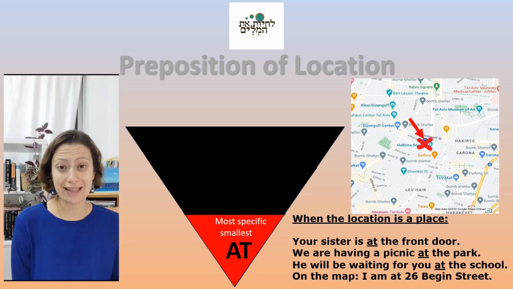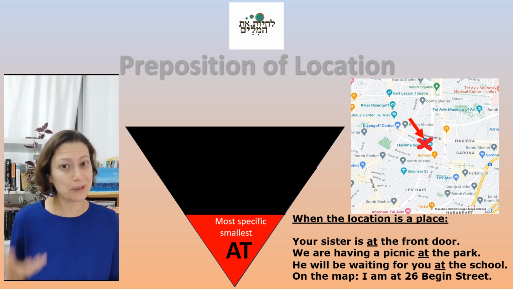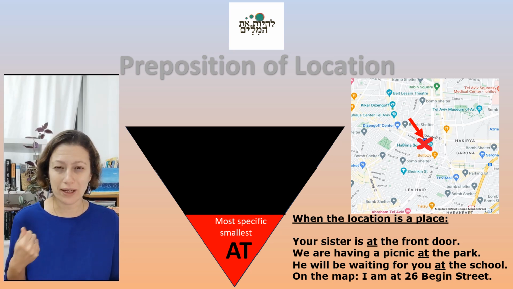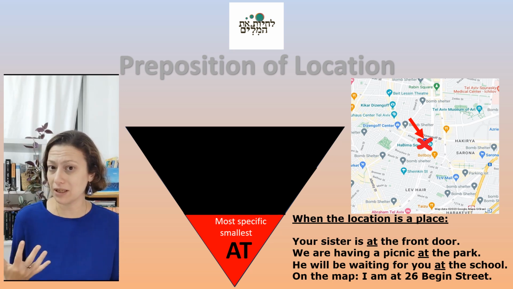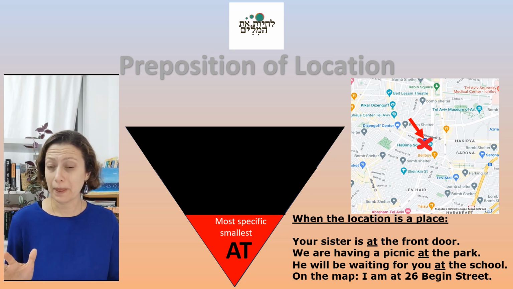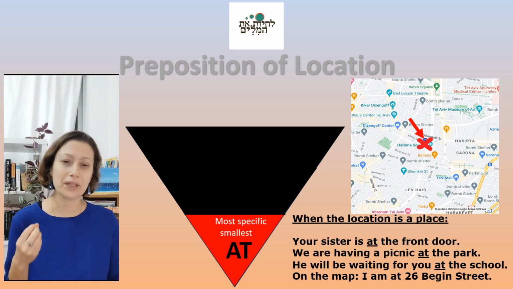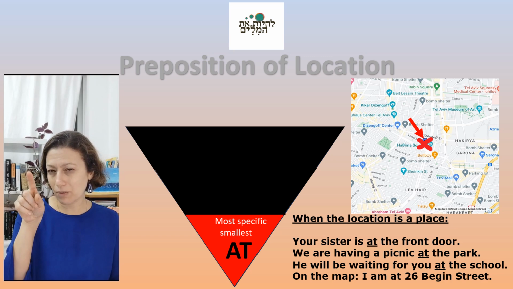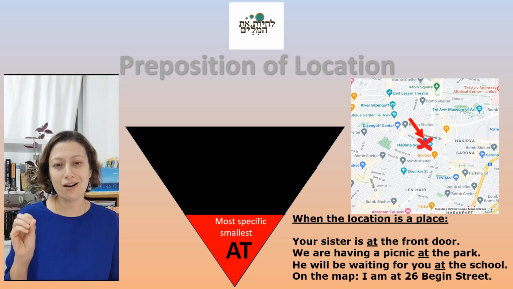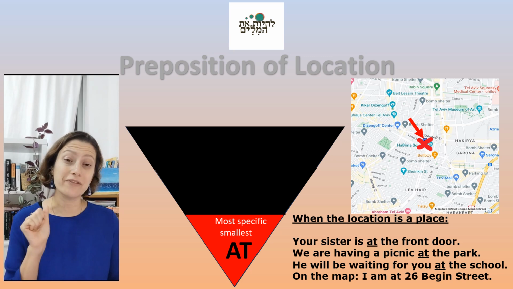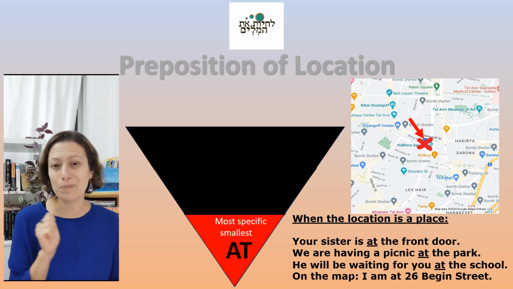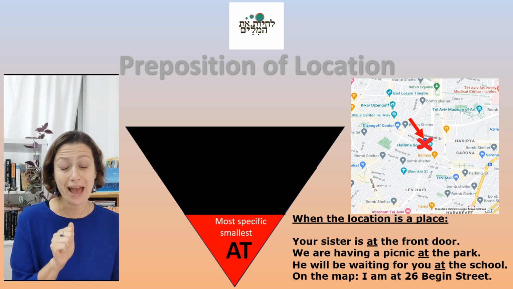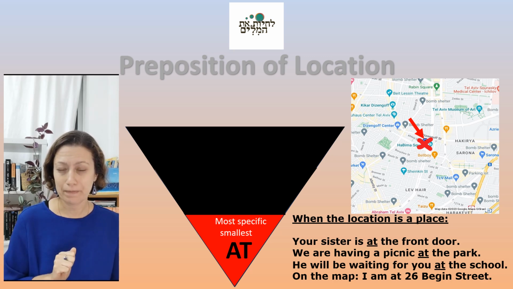And finally, at. At is the most specific, but it's also an actual place, all right? So I can be at the museum, at work, at the front door. But also, if I look at a map, at is when I can mark an X on the spot, all right? It's a specific address. For example, 6 Begin Street is I'm at 6 Begin Street. All right.